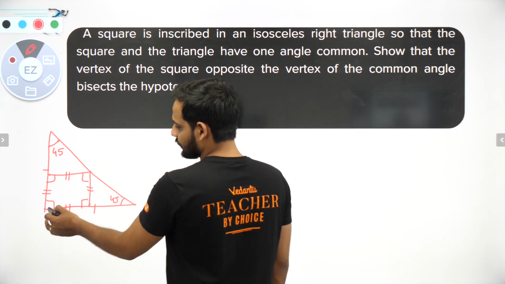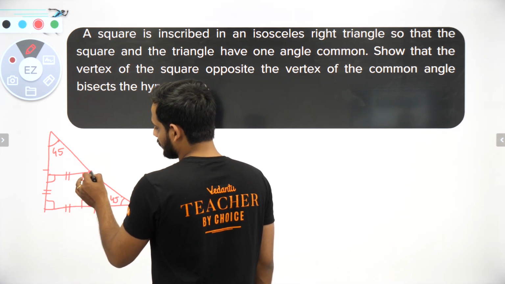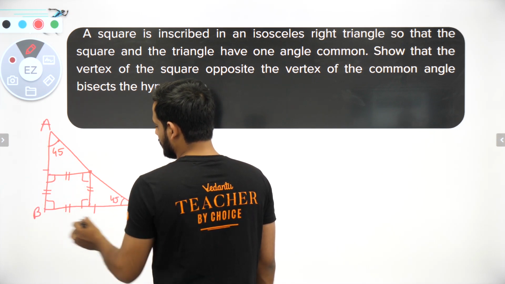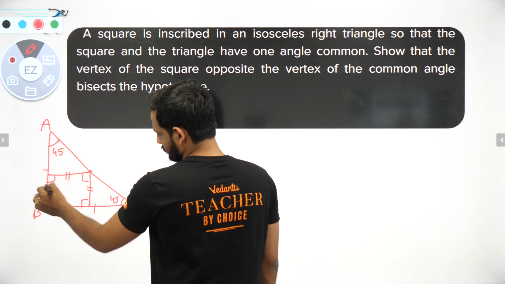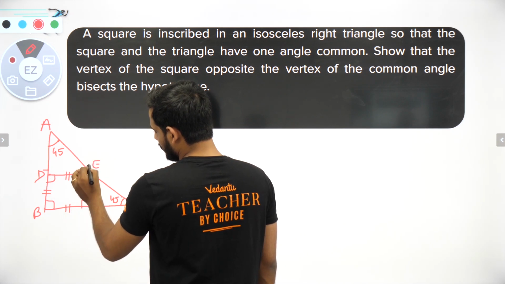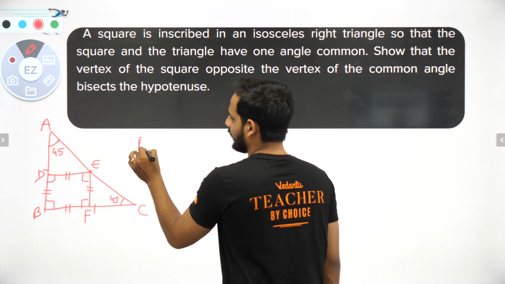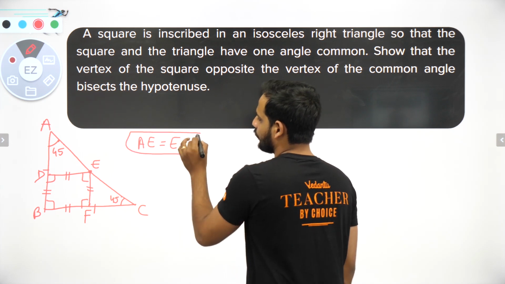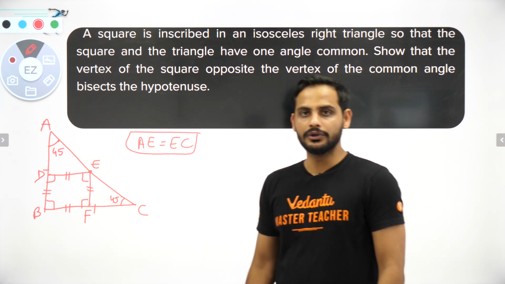That means this is the common angle, and opposite to it is the vertex. Let us say this point is bisecting this part. So let us say it is A, B, C, D, E, F. So you have to prove that AE is equal to EC. This is what we need to prove now.